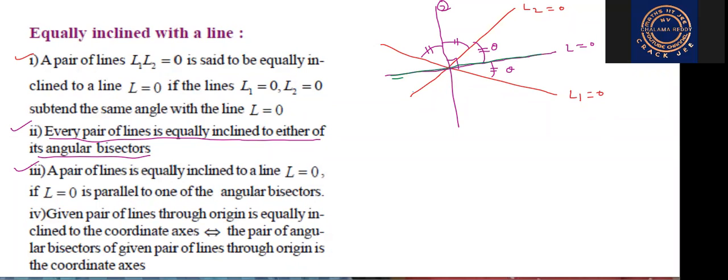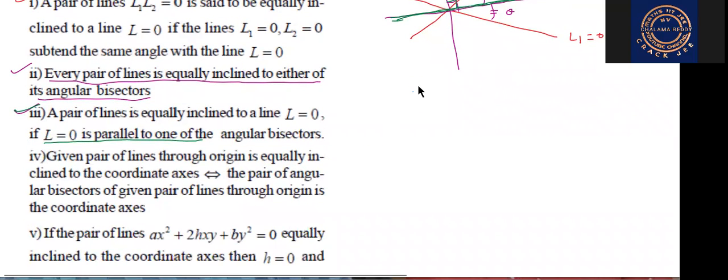Green color line, what I am drawing. This line is parallel to one of the angular bisector equations. So here, green line and purple color line, both are representing the same. That means those lines are parallel. That is the meaning of that. Once again, read the third point. A pair of lines is equally inclined to a line L is equal to 0 if L is equal to 0 is parallel to one of the angular bisectors, or perpendicular to one of the angular bisectors also. This is perpendicular now, right?